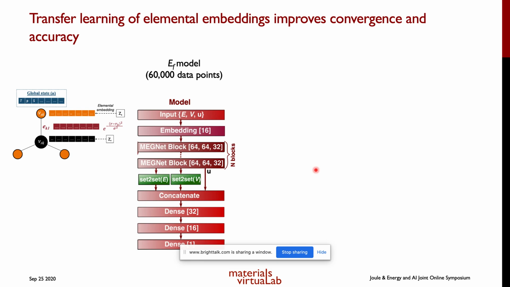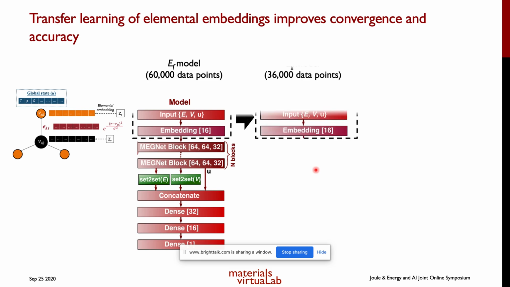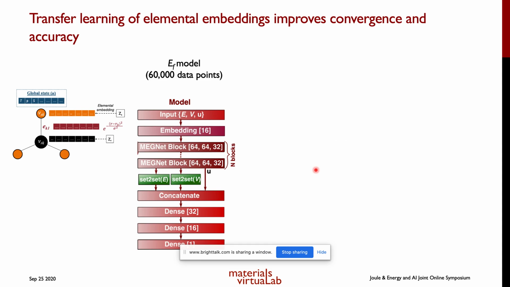So what we try to explore is transfer learning as an approach to improve the convergence and accuracy of our predictions, right? So in our model, we actually use the atomic number as the input for our atoms, but this atomic number is then put into this elemental embedding vector, okay?